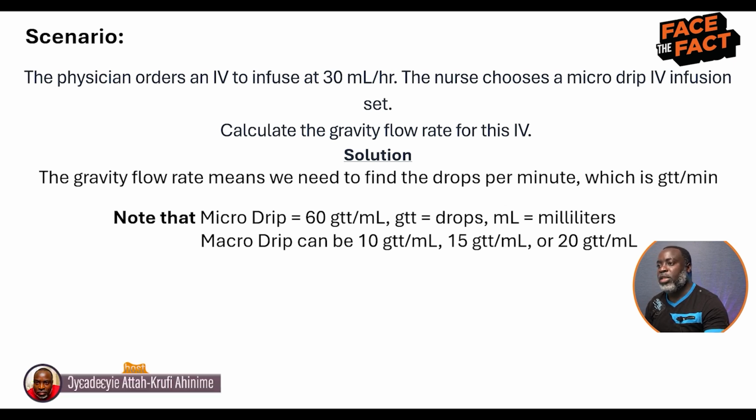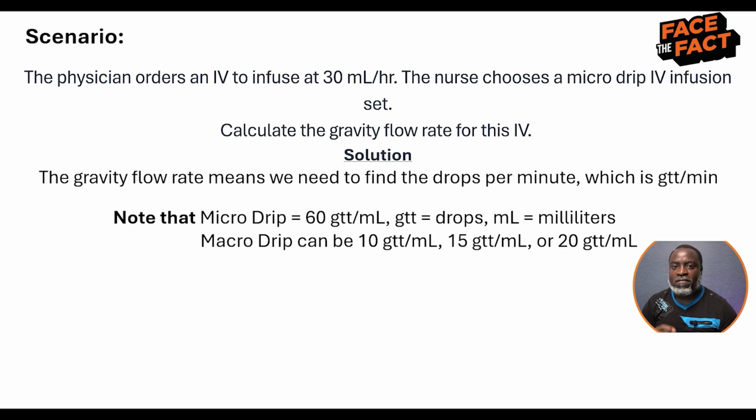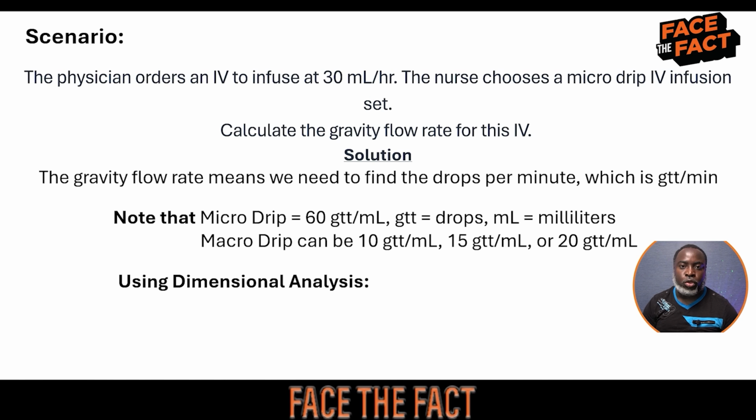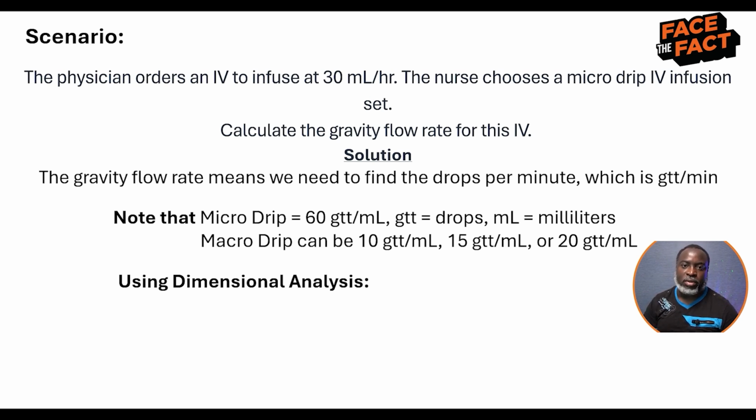So the difference between a micro and a macro drip is that the micro drip is going to have a very slow rate, unlike the 10 or the 20 or the 15, which is going to be a little bit faster than the micro. So that's the difference. We are going to use dimensional analysis to handle this situation. I like using dimensional analysis because it is easy and it is less likely for you to make an error, unlike proportion.